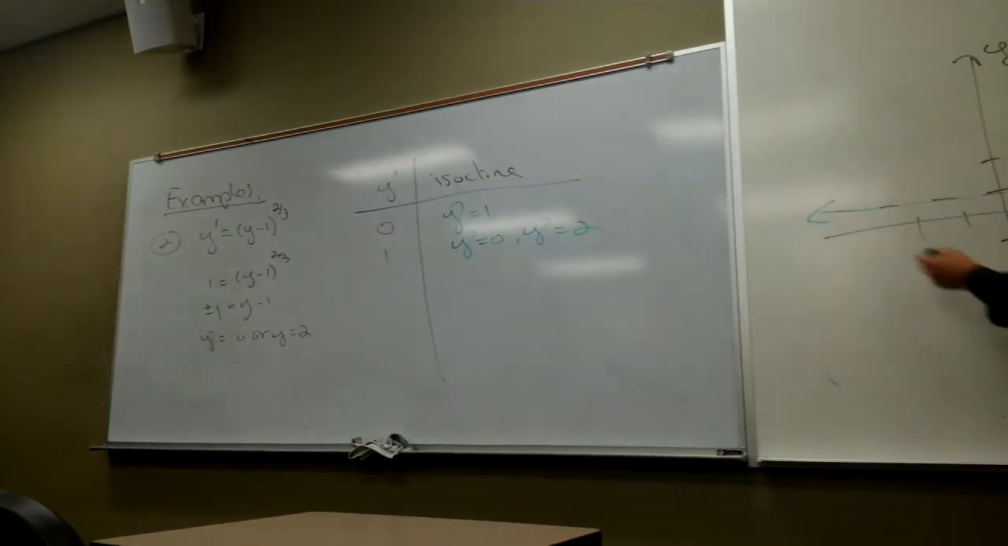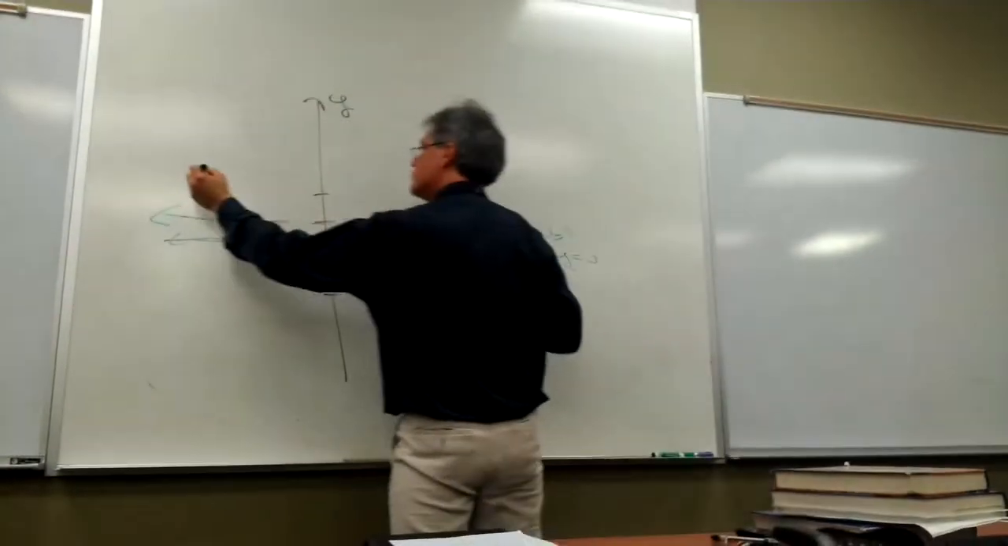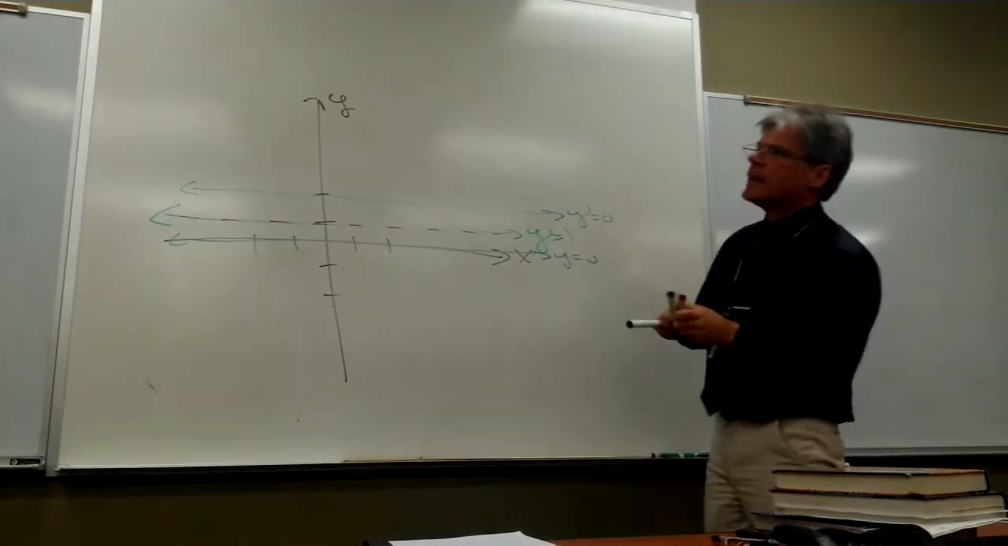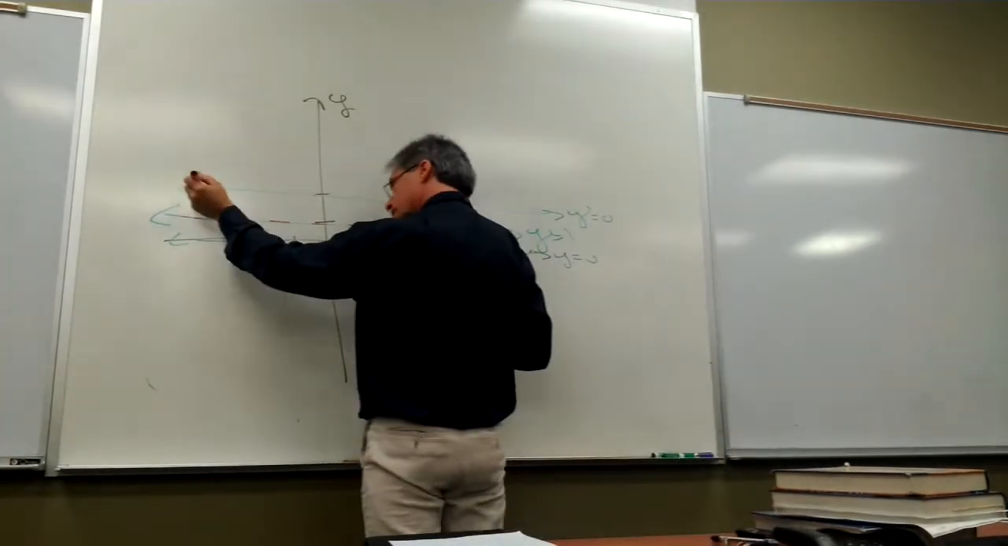Well, here's y equals 0. Here's y equals 2. And I yet again have horizontal ticks, do I not?